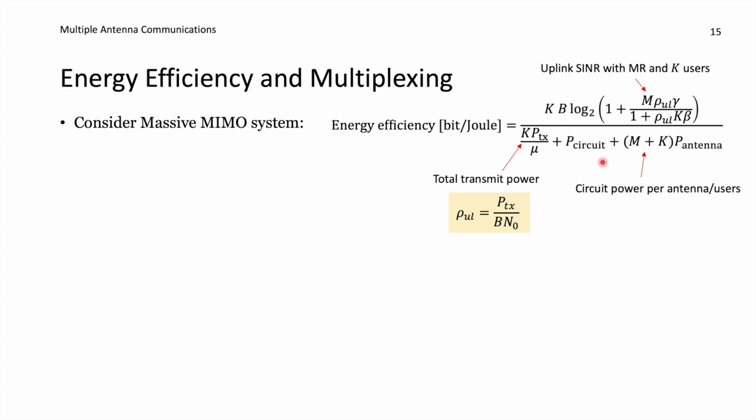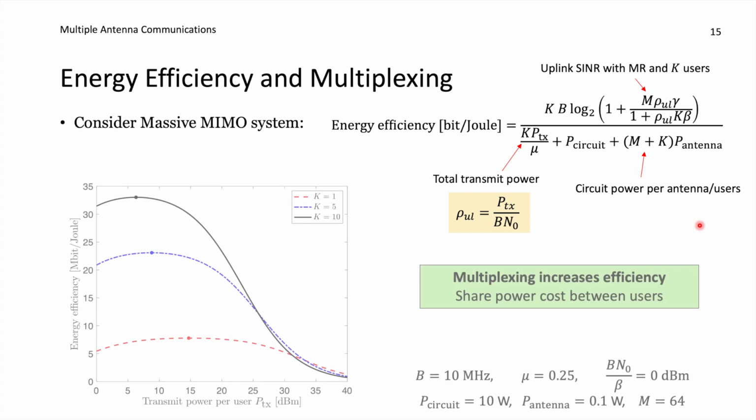We have a circuit power term again, and I have assumed that this one is at the base station, so it's something that doesn't scale with the number of users. And then the power consumption that is scaling with number of users is this term here that has to do with the number of antennas, both at the base station and the number of users that we have active. So (M + K) times P_antenna. This is the power consumption of adding an antenna at the base station or adding a user, which also is then associated with antennas.